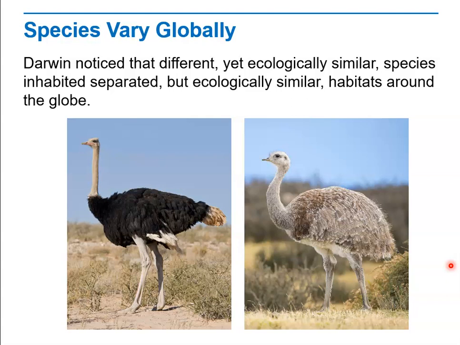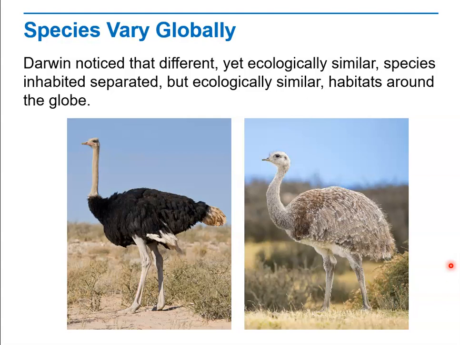Here we see an ostrich on the left and a rhea on the right. You can see that both of these birds are very similar in structure, and also you can see that they live in similar environments. Remember, the emu is a third bird that lives in a different location, but in a similar grassland environment. So Darwin noticed that these similar species inhabited physically separated, but ecologically similar habitats around the globe.